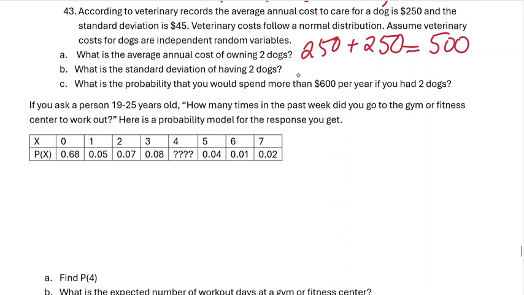What is the standard deviation of having 2 dogs? Well, since they are independent variables, we would use 45 squared plus 45 squared. The square root of 45 squared plus 45 squared comes out to be about 63.64.